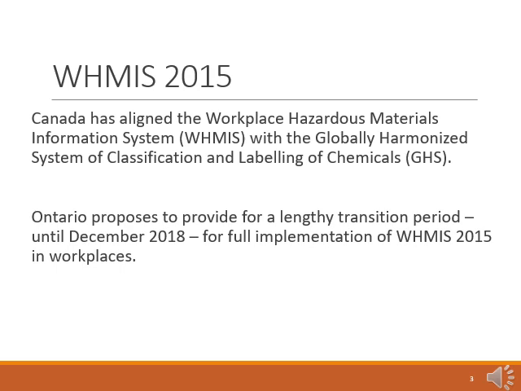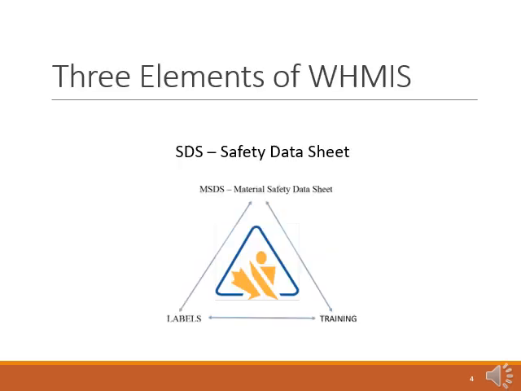WHMIS 2015. Canada has aligned the Workplace Hazardous Material Information System, or WHMIS, with the Globally Harmonized System of classification and labeling of chemicals. Ontario proposes to provide a lengthy transition for full implementation of WHMIS 2015 in the workplace. The Workplace Hazardous Material Information System can be broken down into three elements: safety data sheets, or SDS, labels, and what we're doing right now, training.